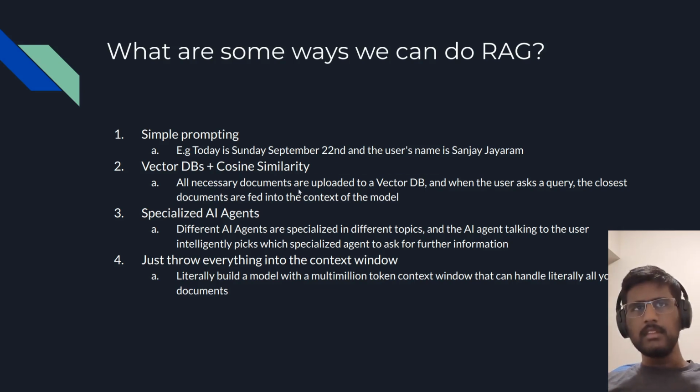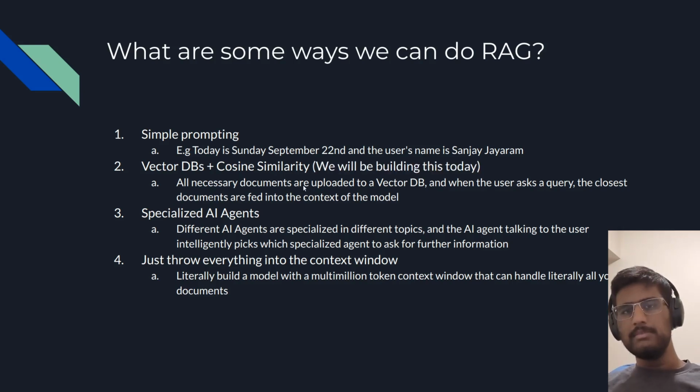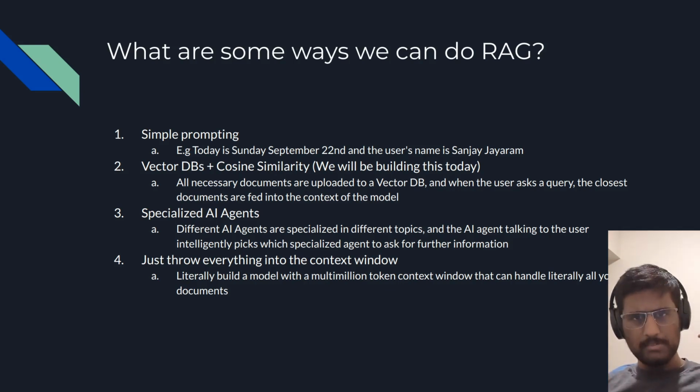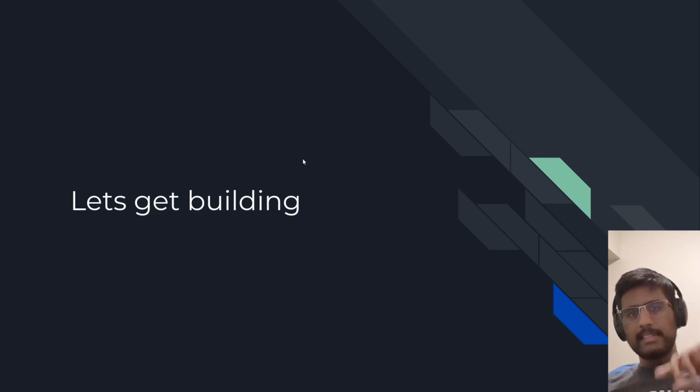Cool. Now, what are we building? We're building just a vector DB and cosine similarity system. Maybe in the future we'll do specialized AI agents, maybe some tool use in there. But right now we're just doing a simple vector DB plus cosine similarity example. Cool. Now, let's get building.